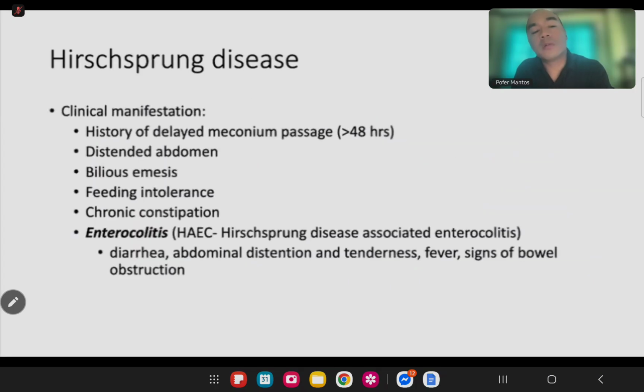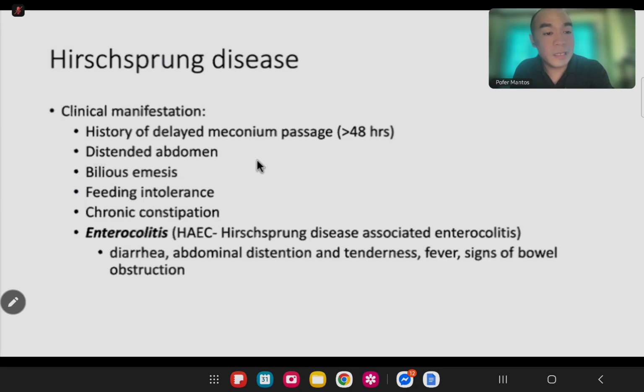So for the manifestation, you would expect in the history a delayed passage of meconium. This time the abdomen would be distended, since it's a lower GI tract obstruction. For lower GI tract obstruction, usually what happens first is distension of the abdomen, followed by emesis. Versus those with upper GI obstruction, vomiting is the initial presentation, and distension usually does not happen.